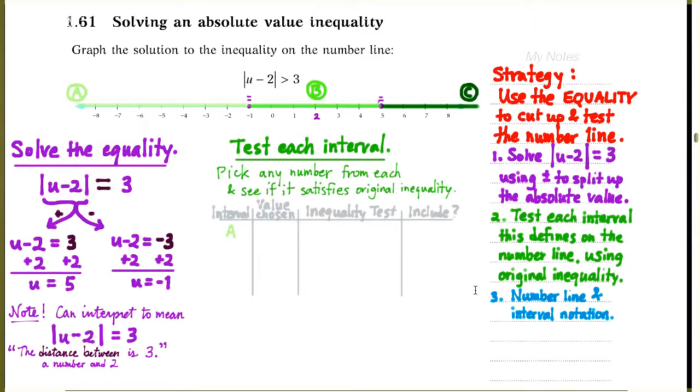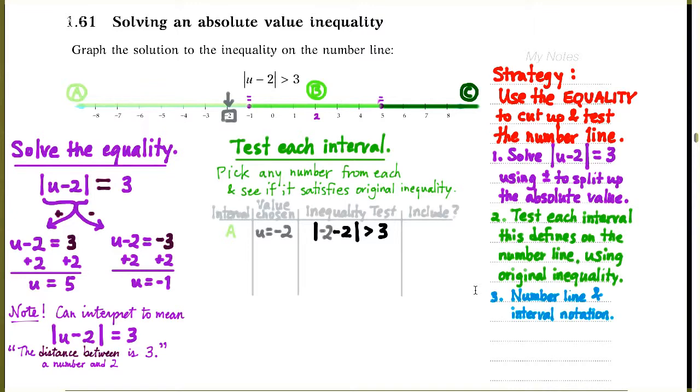So for the first interval, interval A on the left, let's choose a convenient representative of that interval, -2, for example. I can choose, again, any number that I want that's a part of that interval, so I'm just going to choose one that's going to make my arithmetic as simple as possible. U equals -2 is probably as good as we can do here. So I'm going to plug that value, -2, into the original inequality.